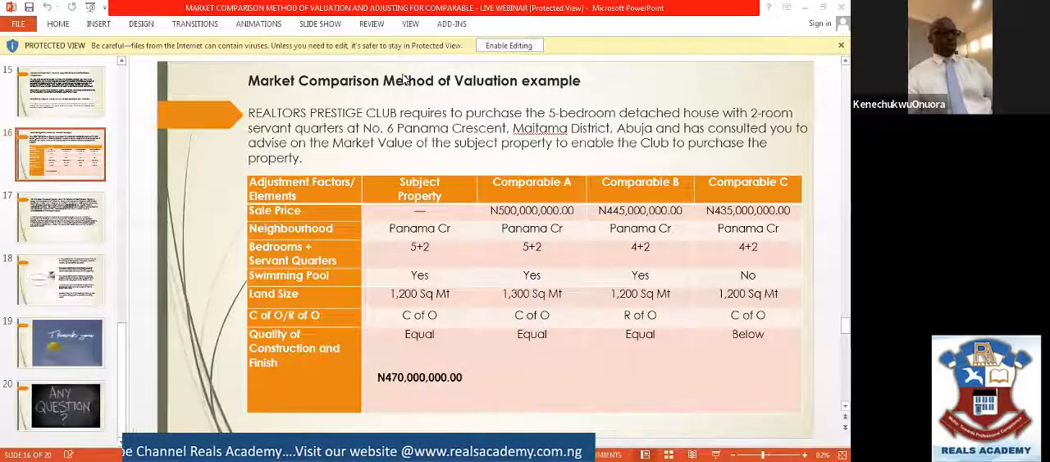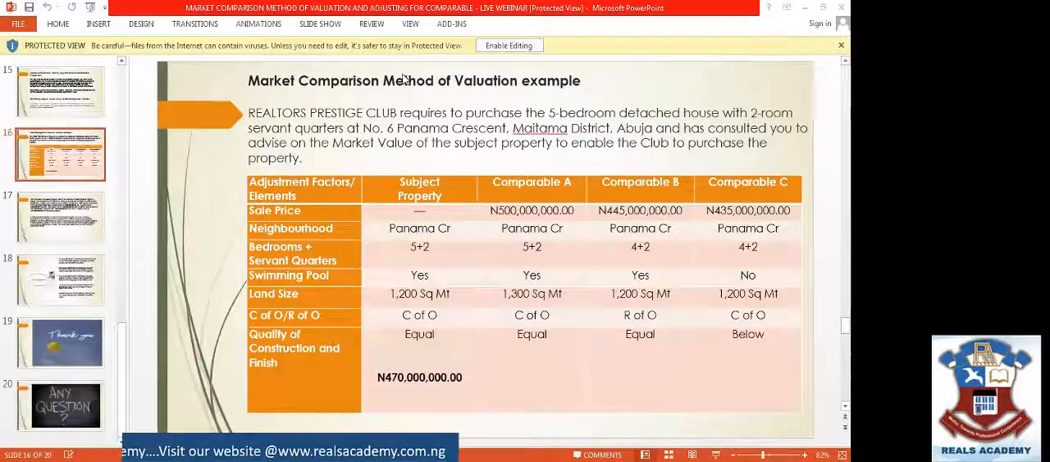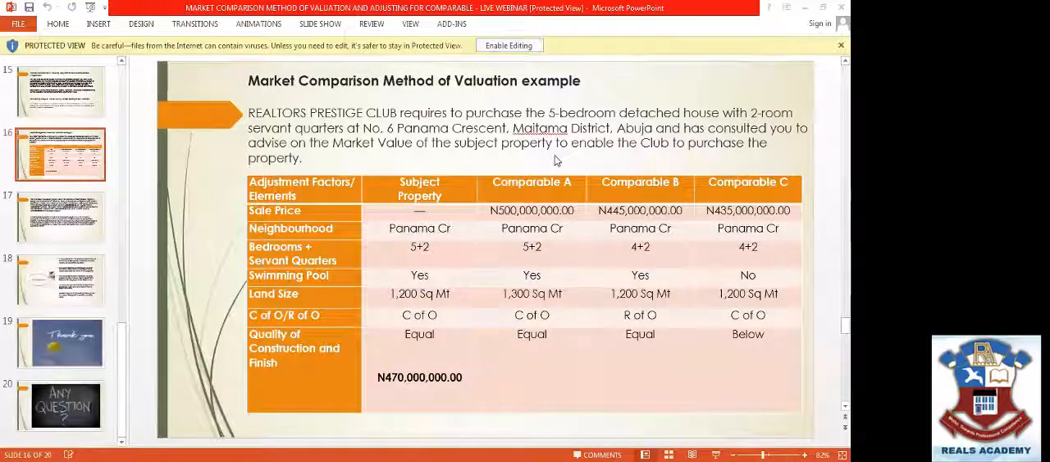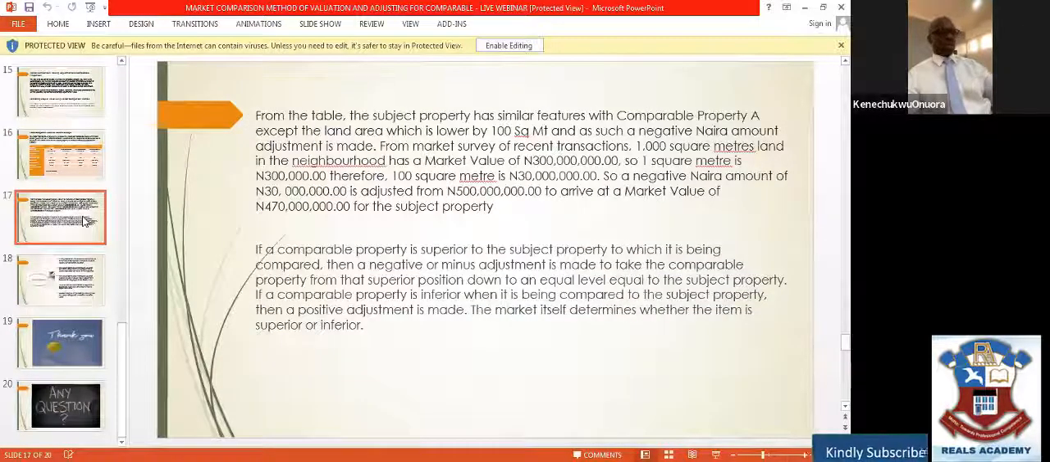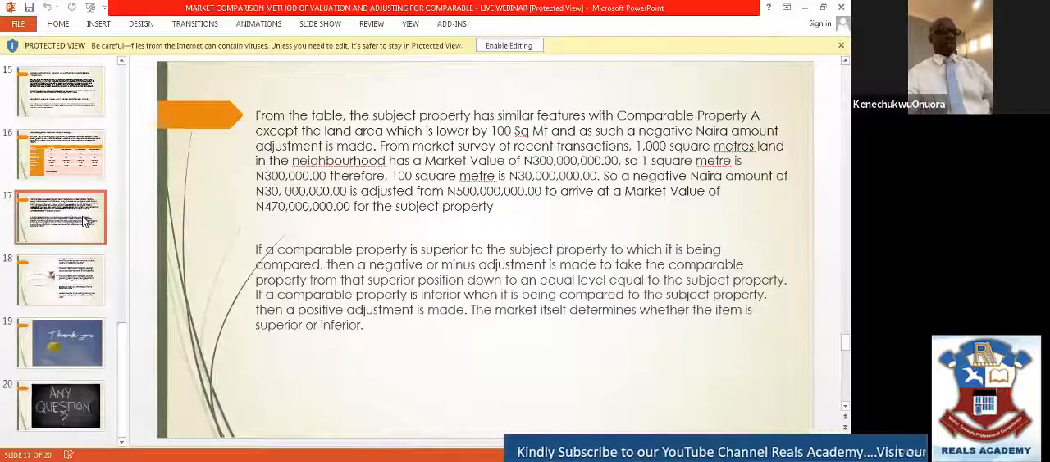In a comparable property, like I said earlier, if the comparable property is superior to the subject property which is being compared, then a negative or minus adjustment is made to take the comparable from that superior position down to an equal position, and then vice versa.